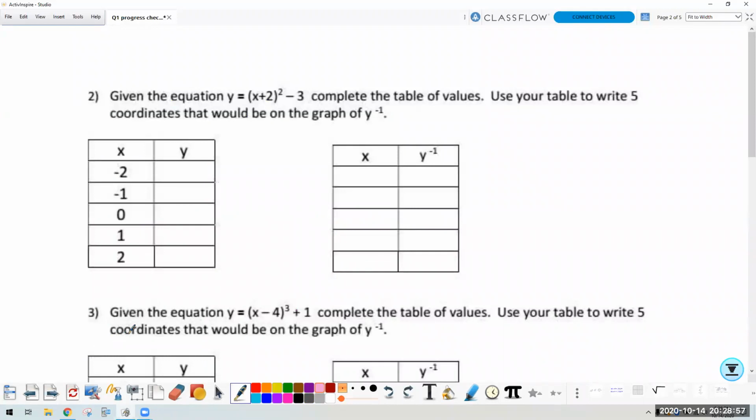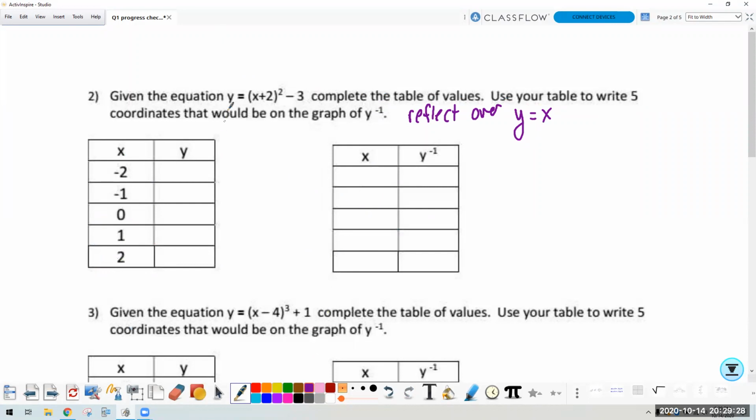Number 2, given the equation y equals x plus 2 squared minus 3, complete the table of values. Then we're going to use these values to write the coordinates on the inverse. So I remember that from the original function to the inverse is a reflection over the line y equals x. So first, if I find these coordinates, I can use them to write my inverse coordinates.